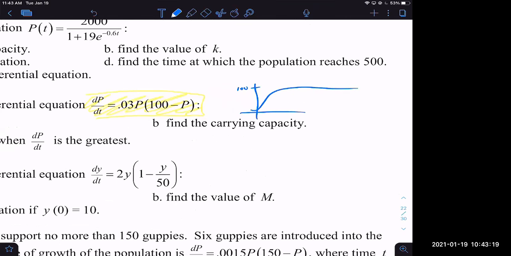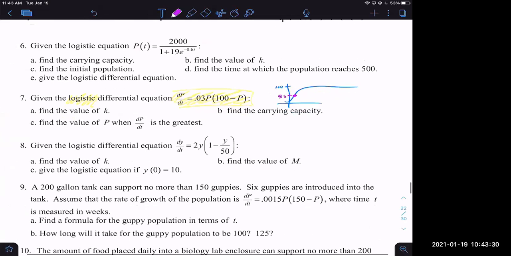The other key feature of a logistic, remember, is that it's increasing the fastest, or changing concavity, at that halfway point, when the population is half of the amount. So on 7C, it just says find the value of P when the rate of change is the greatest. The rate of change is the slope. The slope is the greatest at the halfway mark. So when P equals 50.